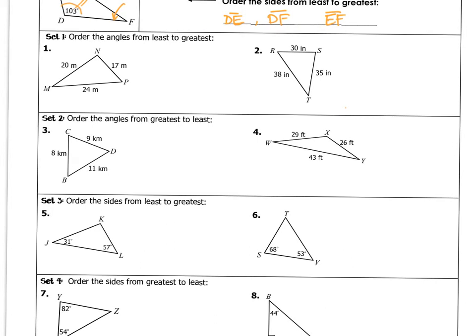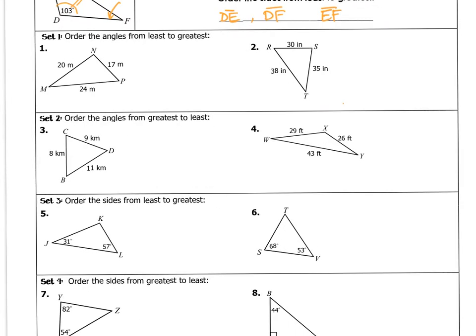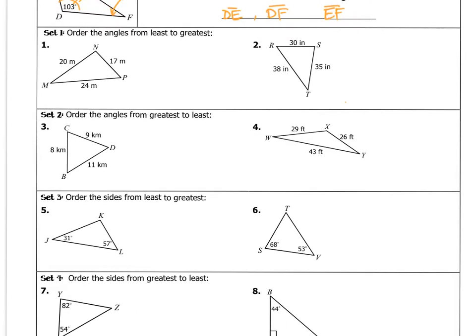So let's look at the first one. The first one is pretty straightforward. We have to order them from the least to the greatest. So 17, 20, 24. So 17 is facing angle M, 20 is angle P, and then it's angle N.